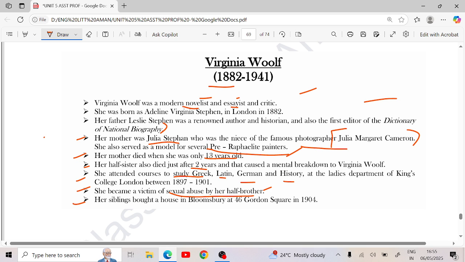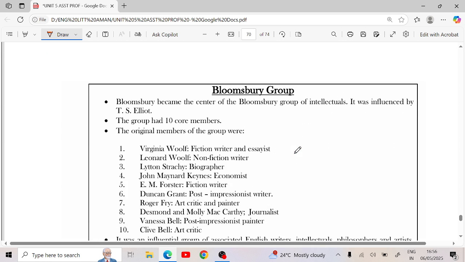Her siblings bought a house in Bloomsbury at 46 Gordon Square in 1904. Here she founded a group known as the Bloomsbury Group. We are going to see how many members are there, because UGC NET is asking many questions from Bloomsbury. So we will definitely see it.